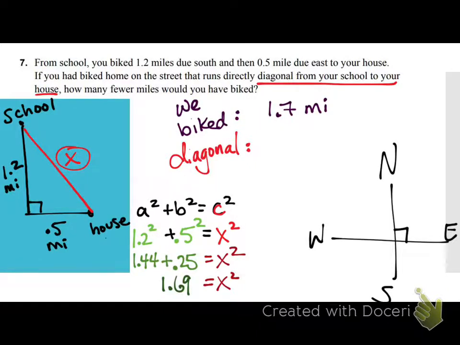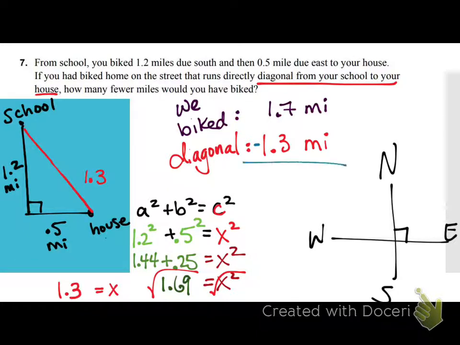Get x by itself. What do I need to do? Take the square root. So x equals 1.3. So the length of the diagonal road that I could have taken was 1.3 miles. So what should I do to find out how many fewer miles I would have biked? I'm going to subtract. Okay, I biked 1.7. I could have biked 1.3. So the difference is 0.4 miles.